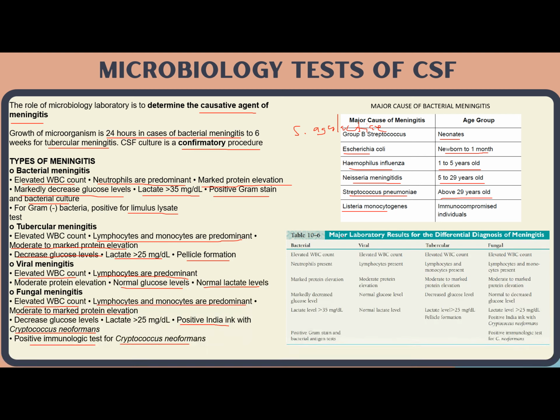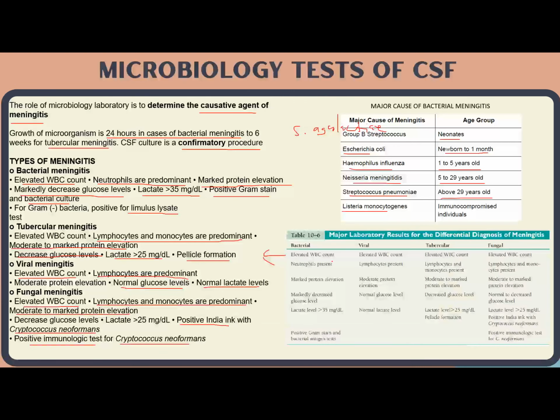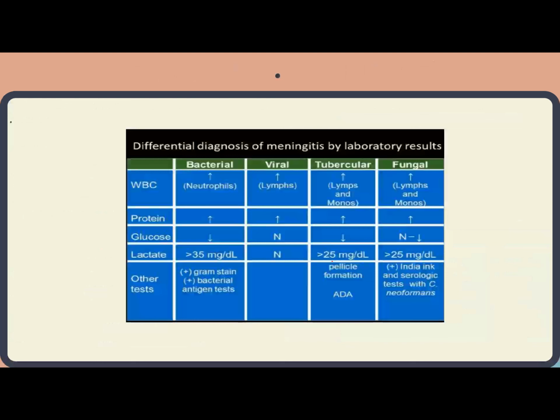So do memorize the major lab results, class. Ito rin yung minention ko. Do memorize them. Do memorize this table. Lalabas yan sa quiz nyo. Then also memorize this table, class. Yun lang din siya. May kasama lang na WBC in a simpler form. So do memorize this.